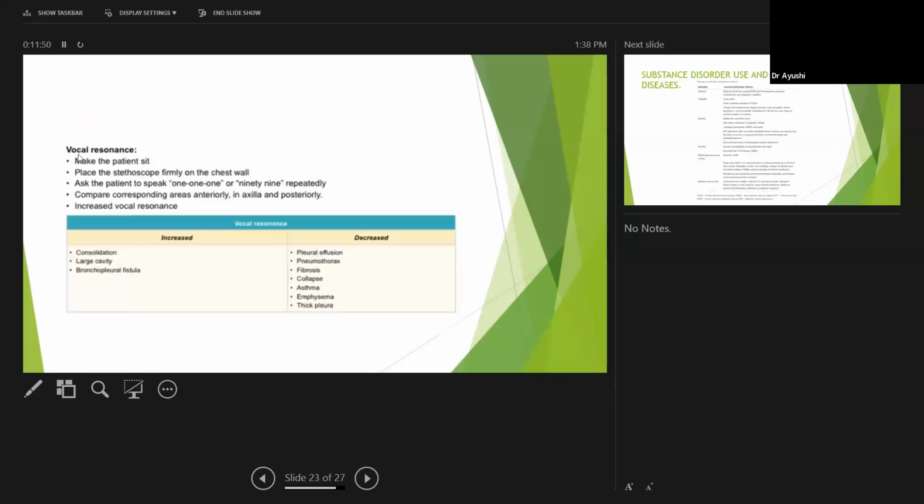Then the last point is vocal resonance. Now we have to make the patient sit and place the stethoscope firmly on the chest wall, and then ask the patient to speak 111 or 99. If the vocal resonance is increased, then it is due to consolidation, lung cavity, or bronchopleural fistula, and decreased in pleural effusion, pneumothorax, fibrosis, etc.